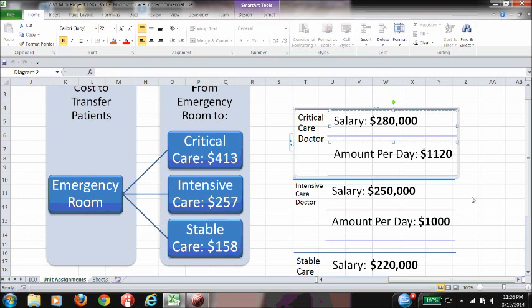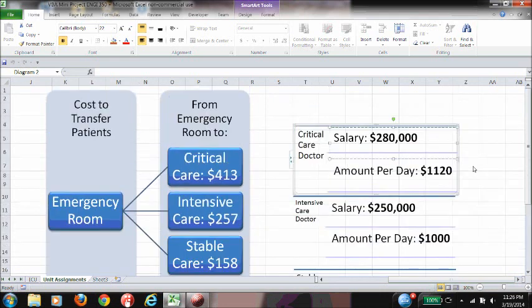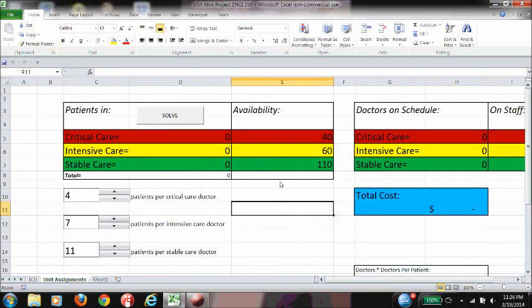I also decided to put it in the amount per day since we're dealing with per day cost, and this is based on a 250-day work week. So you can see the costs for each of the different doctors shown here. Now if we go back over here, we can go ahead and solve it to see what our minimum cost is going to be. Solver did find a solution, and it's going to be over here.